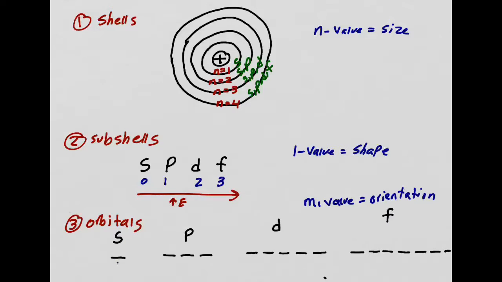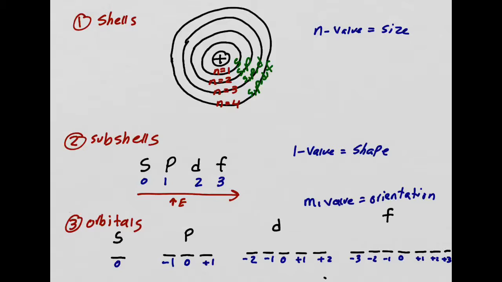So S would be 0. The middle one would be 0, plus 1, minus 1. This would be 0, plus 1, plus 2, minus 1, minus 2. For F, again, find the middle. This would be the middle, plus 1, plus 2, plus 3, minus 1, minus 2, and minus 3. This is my m sub L. These are the orientations. Okay, so far so good.